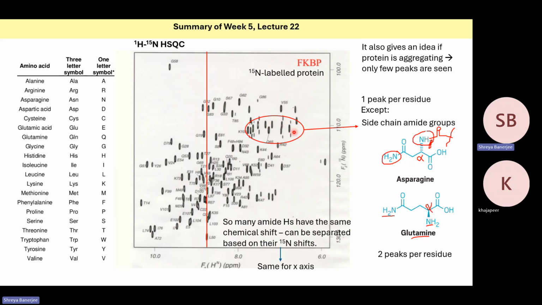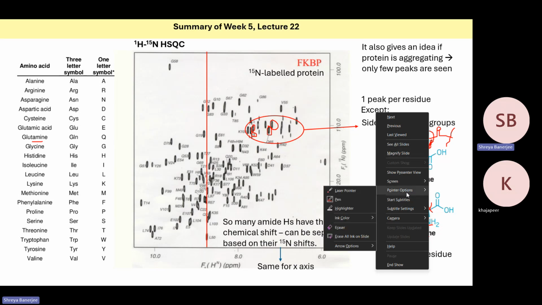So if you look at the peaks here, it is not labeled by a number, but you can clearly see this is one peak, this is another peak. So it has two peaks. So this is either an asparagine or a glutamine. Again, you have one peak here and one peak here. And it is labeled as a Q. Q is not visible here, but it's Q. And Q is glutamine, which you know should have two peaks. So these two amino acids will have two peaks in the 1H15N HSQC.